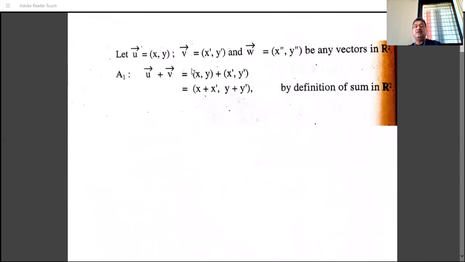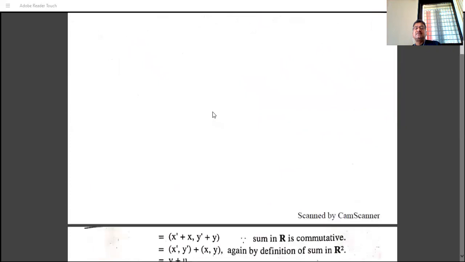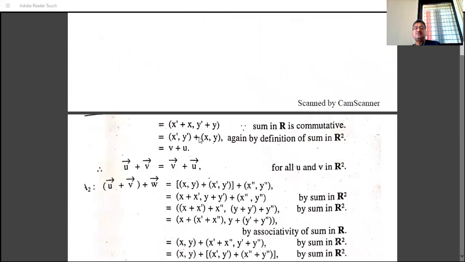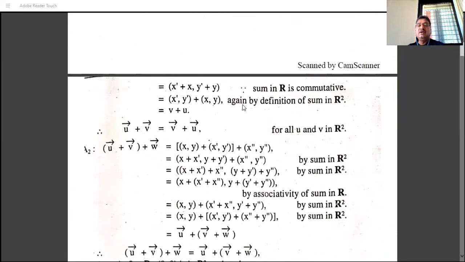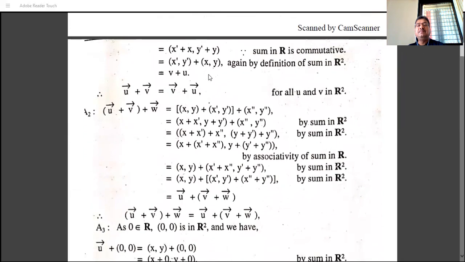So A1 is what? u bar plus v bar is this, and we know that addition of two real numbers is commutative. x plus x dash we can write as x dash plus x, y plus y dash as y dash plus y, and again using the definition of sum in R2, we have (x dash, y dash) plus (x, y), that is v bar plus u bar. Then u bar plus v bar is equal to v bar plus u bar. Right? Bar at the top.